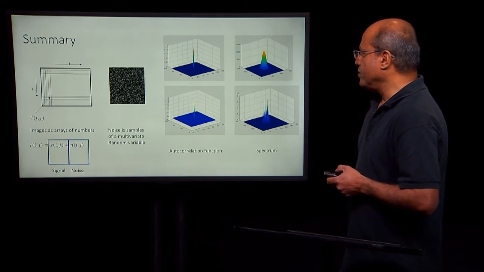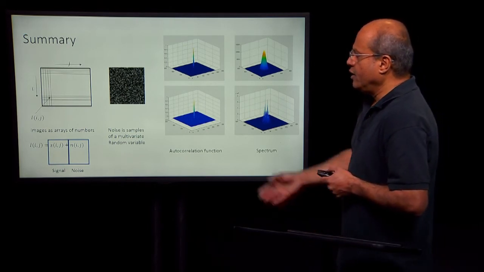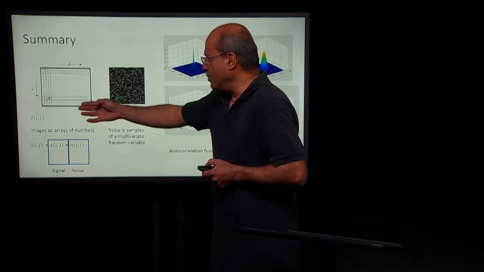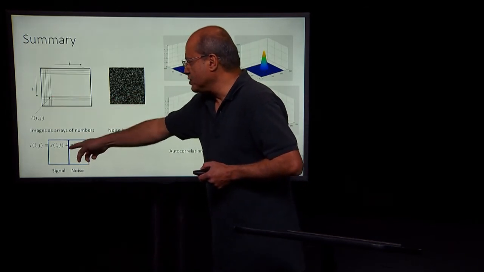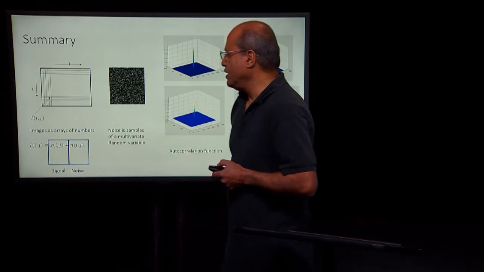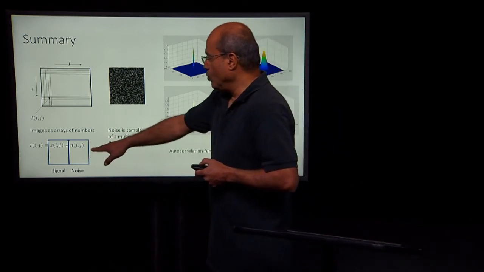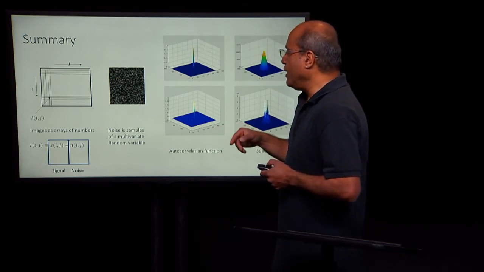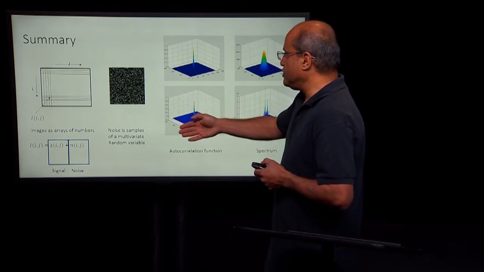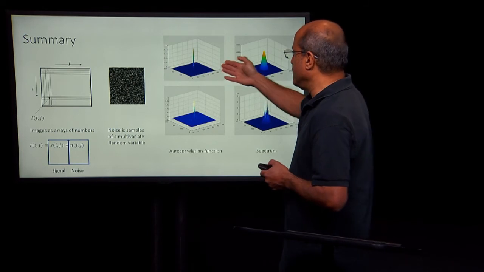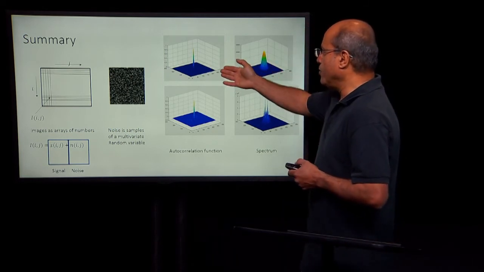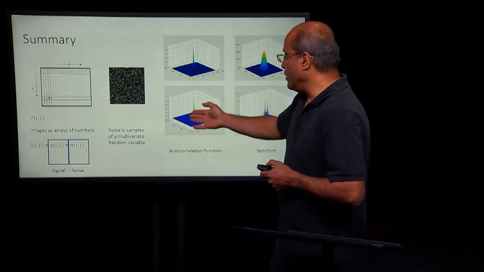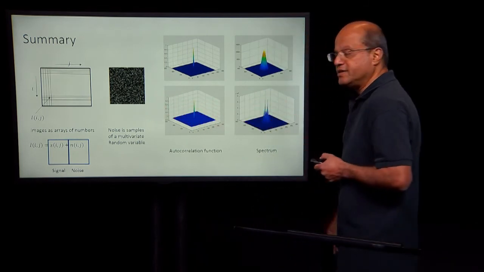Okay, so here's the summary of what we've done so far. We thought of images where the content of any pixel was a sum of the signal and the noise. We modeled noise as being random, and random noise in an image, if it is stationary, has an autocorrelation function and a spectrum. You can approximate both by taking a single sample of that noise and looking at the sample autocorrelation and the sample spectrum.